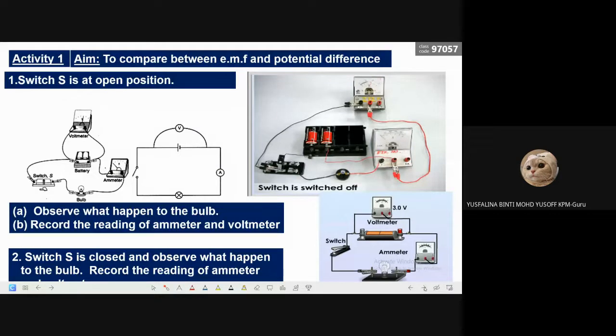Okay, to compare between the EMF and the potential difference. Remember when we were doing Ohm's law, usually the voltmeter is put parallel to the constantan wire. That one is for Ohm's law. But for the EMF, if you want to calculate the EMF and also the potential difference, you put the voltmeter parallel to the battery. See? You put the voltmeter parallel to the battery.